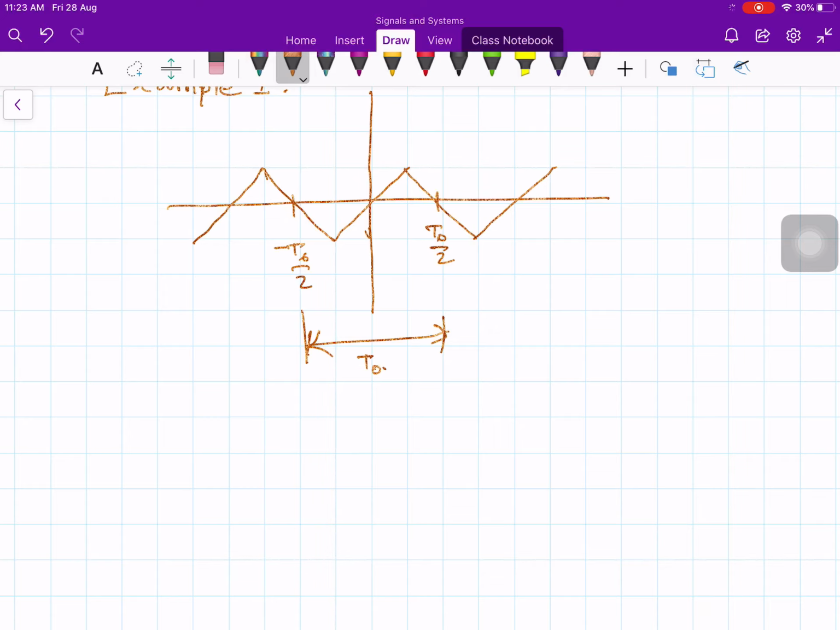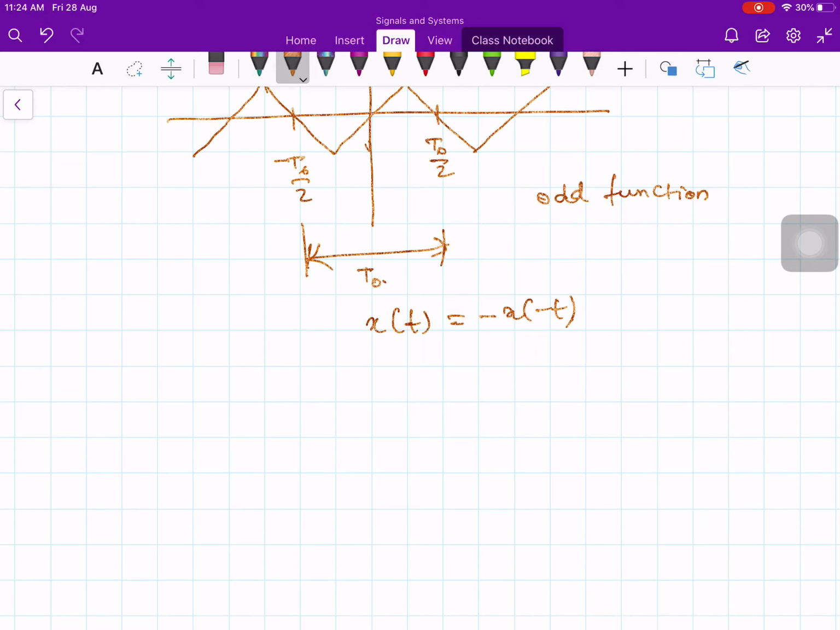First of all, you can straight away see that this is an odd function, right? This is an odd function. X of t is equal to, for an odd function, minus of x of minus t.